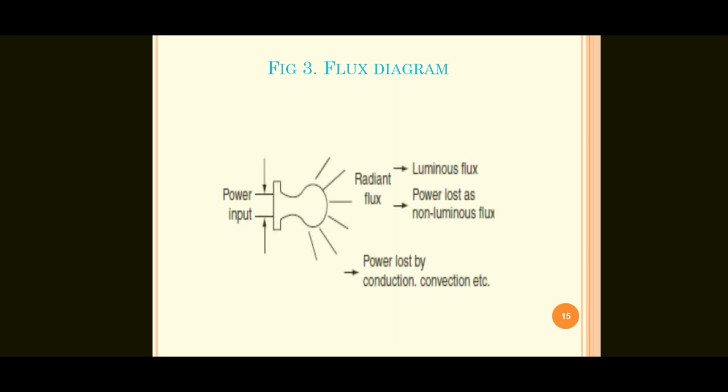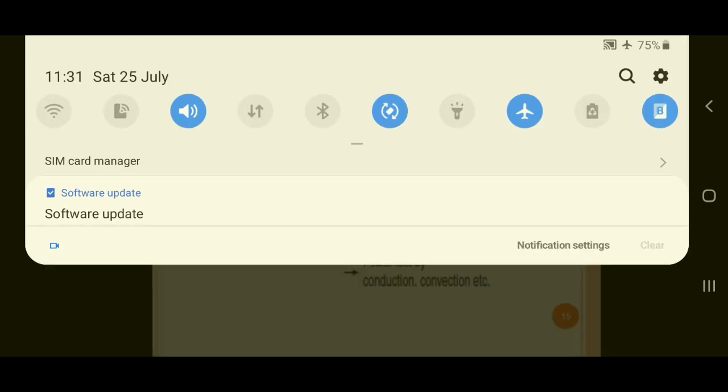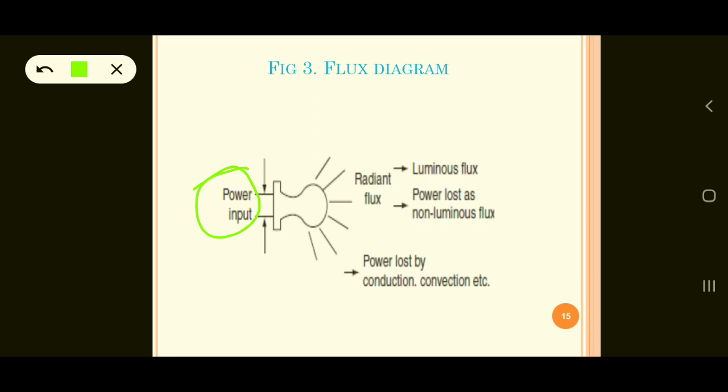So, the flux diagram. The input to the bulb is the power input. Next, the output from the bulb is the radiant flux. Next, luminous flux. Power is lost as non-luminous flux because some of the flux goes to the corners. Next, power is lost by conduction, convection, etc.